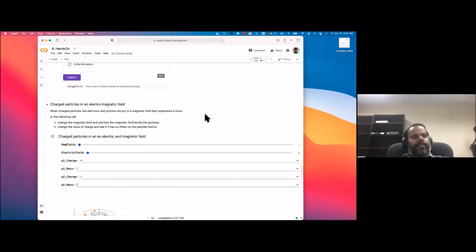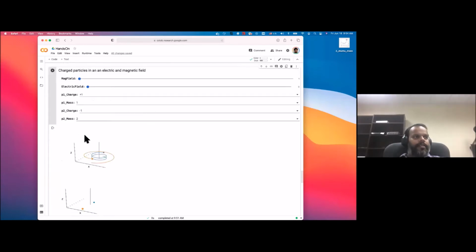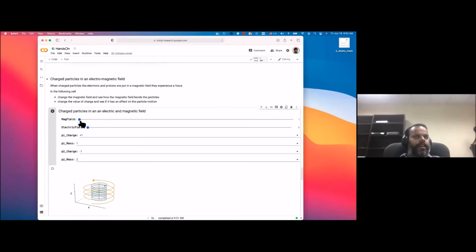When charged particles like electrons and protons are put in a magnetic field, they experience some force. The change in the magnetic field will cause a bend in the trajectory of these paths. So all I want you to do is use the few sliders I have given here. You can slide the magnetic field; you can choose 2 units of magnetic field, then you can change the electric field to whatever unit you want, between 0 and 0.1.